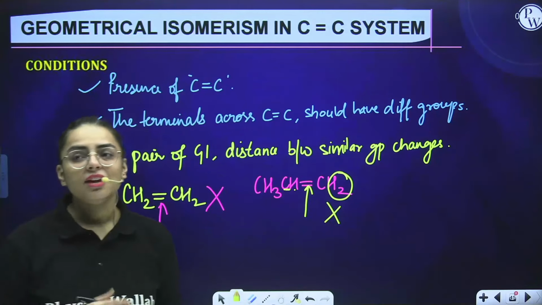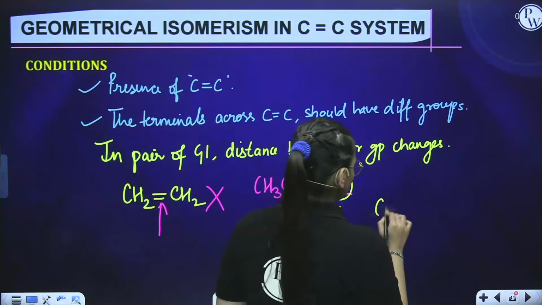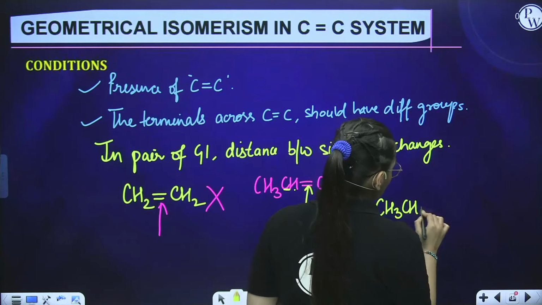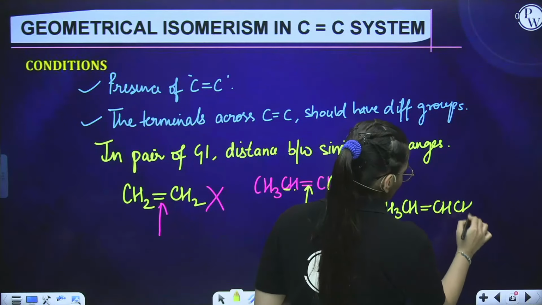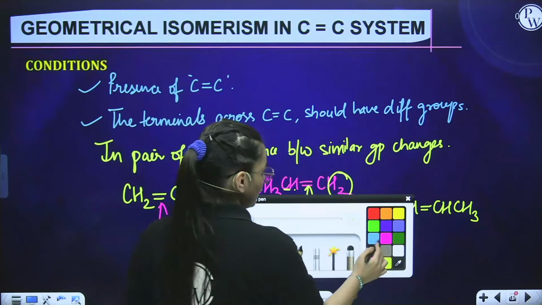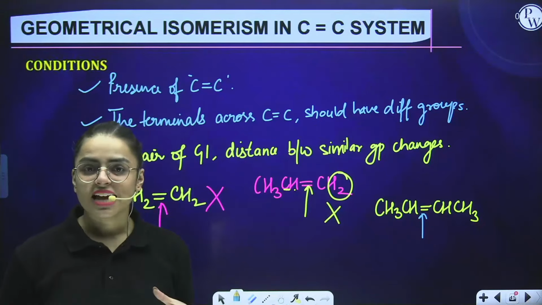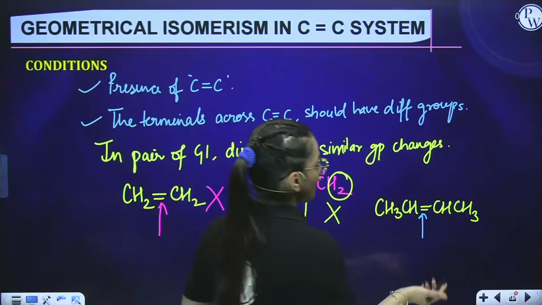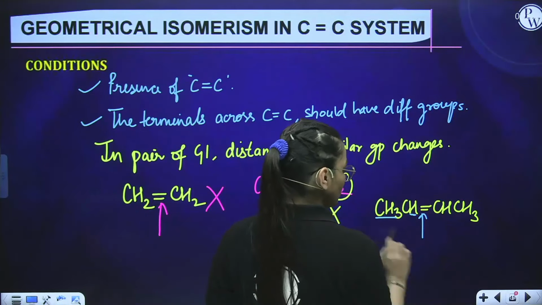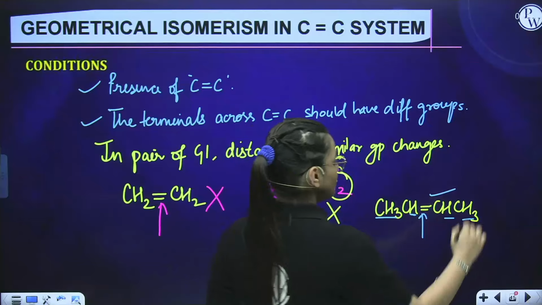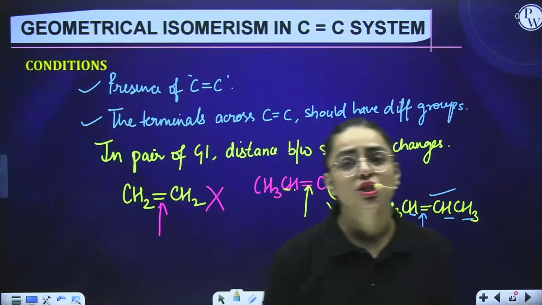If I say one more example, CH3 CH double bond CH CH3. Over here I would say, yes ma'am, a double bond is present. The next condition is that the terminal carbons must have different groups. So hydrogen, CH3 different, hydrogen, CH3 different, hence here geometrical isomerism is possible.